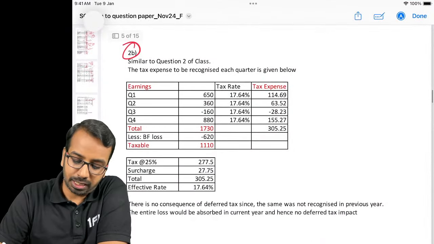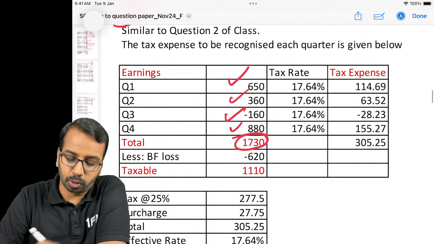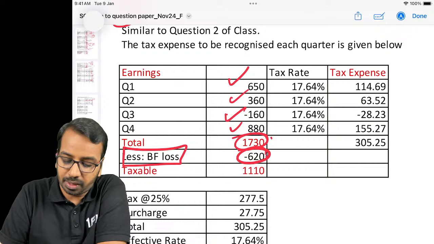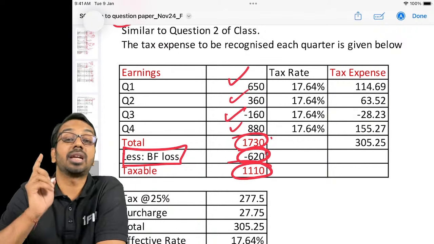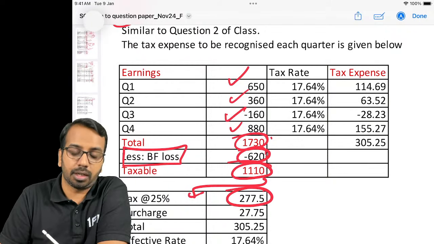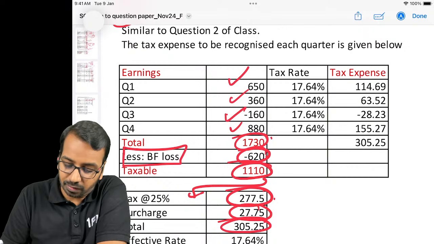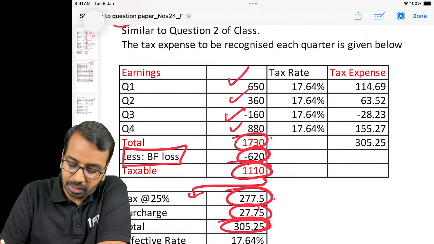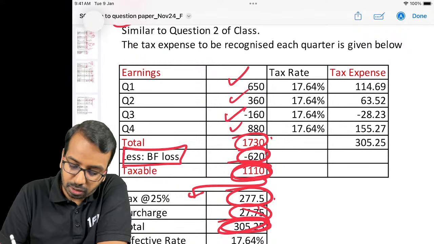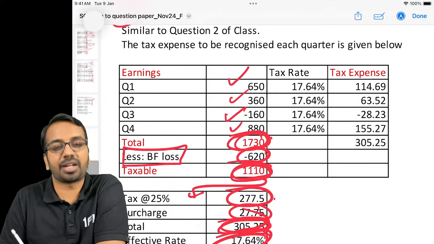Right, so here earnings are given: 650, 360, Q3 earnings negative 160, 880. So total earning is 1730. Out of that we have a brought forward loss of 620. So 1730 minus 620, you have 1110, that is the taxable income. On this you will apply 25% profit tax and 10% surcharge, so the total comes to 305. So what is the effective tax rate? 305 divided by 1730, that comes to 17%, right? This is your effective tax rate.